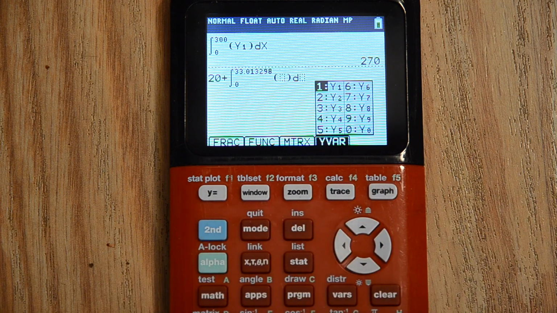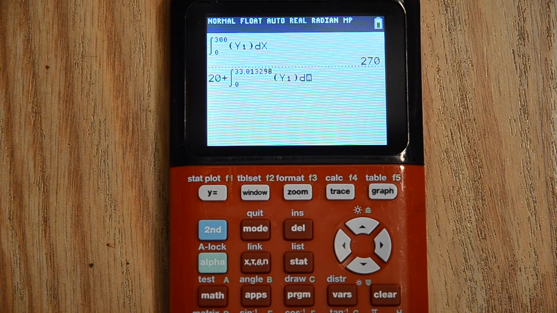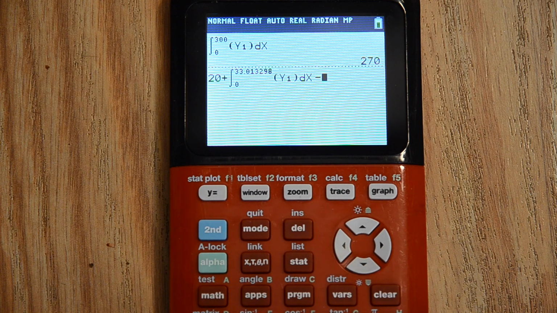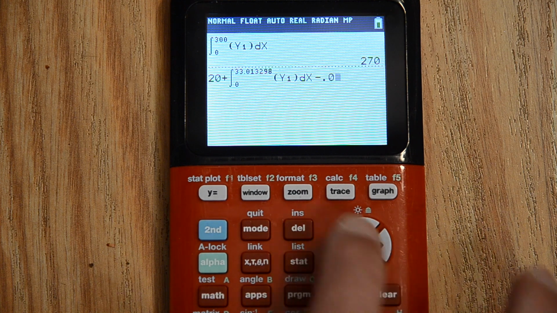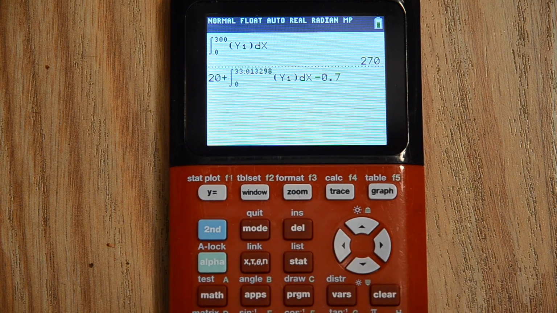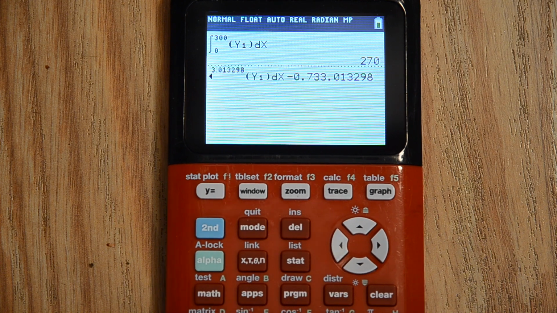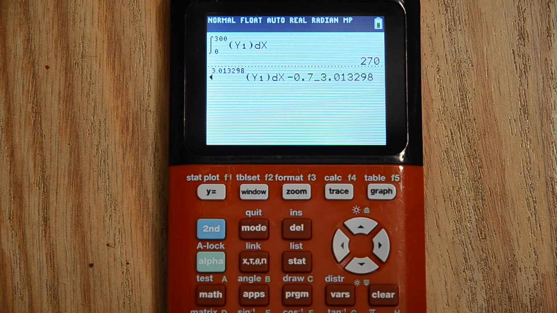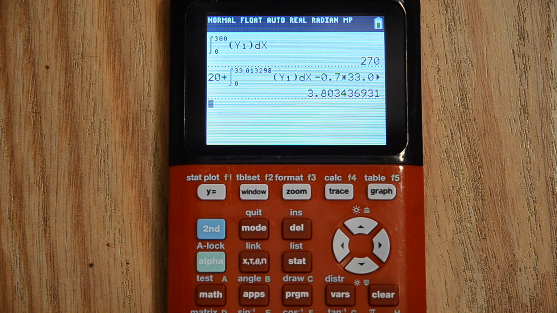So alpha trace, y1, we're integrating that with respect to x. And then that is being subtracted by the rate, or adding the negative rate at which people are getting off. So subtract 0.7 times 33.013298. As long as I typed it in correctly. I forgot to hit the multiplication symbol. Second insert. Here we have the 3.803 people that we have in line at that particular time period.